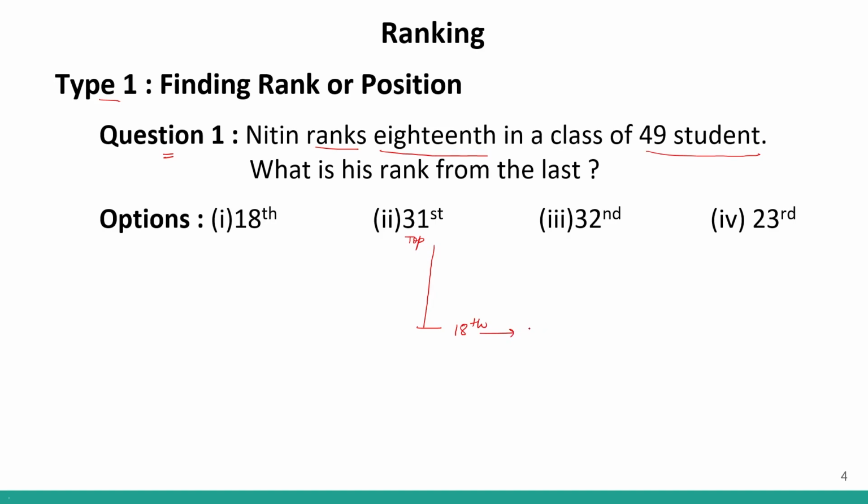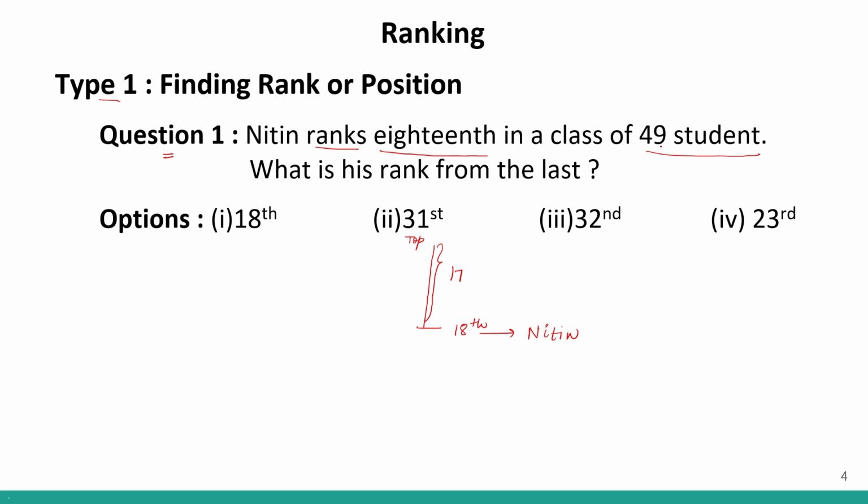So this is 18th. Here we have Nitin, correct? So in front of Nitin, how many students will we have? We'll have 17 students in front of Nitin, because 17 students will be in front of Nitin and at 18th position we will have Nitin.